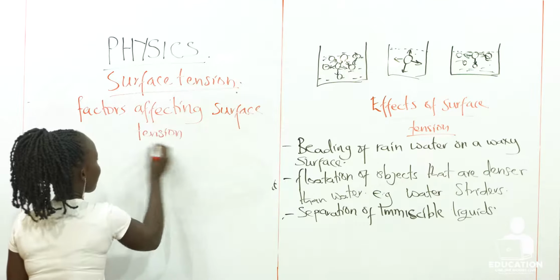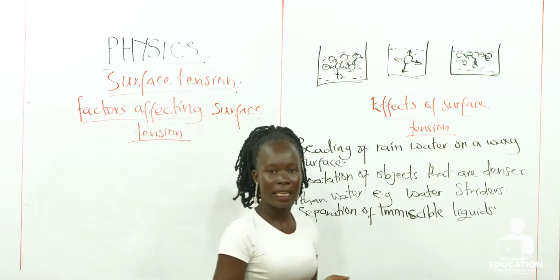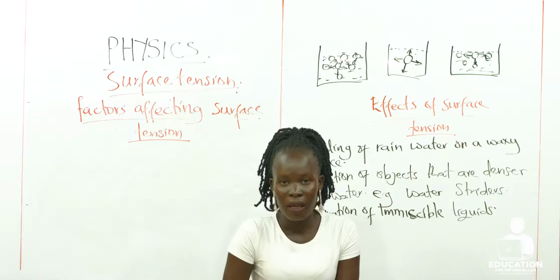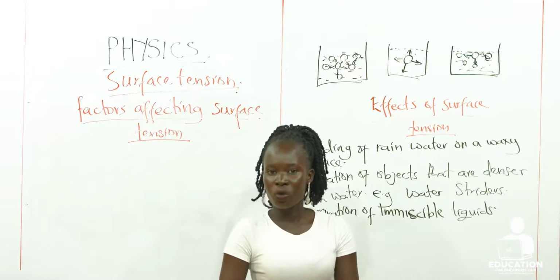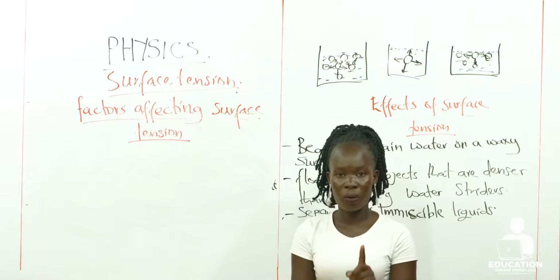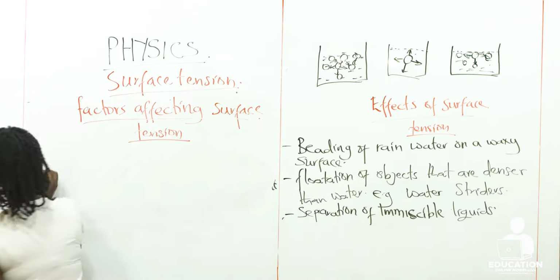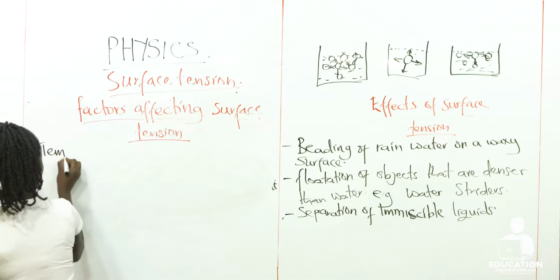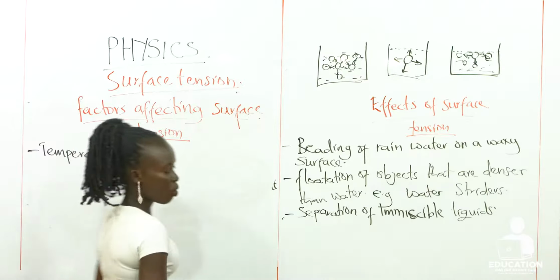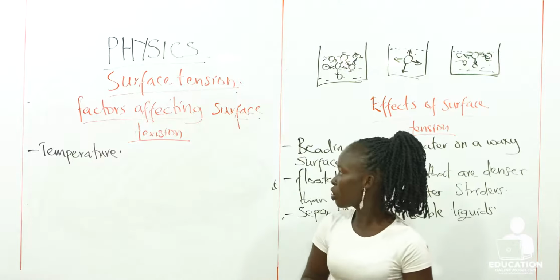So what could be these factors that can affect the elasticity of the liquid surface? There are basically two, and those are the two we shall be learning about. One is the temperature. We have the temperature. What happens when you increase the temperature of the liquid?